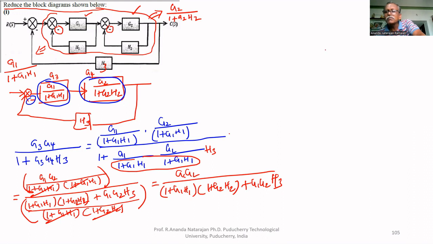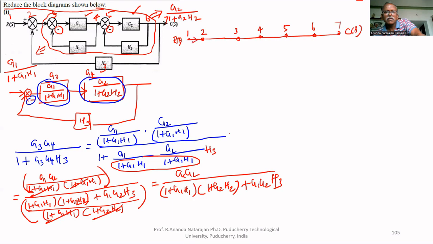The same can be obtained by using Mason's gain formula also. Use the Mason's gain formula. What is the signal flow graph for this? Signal flow graph is this: node 1, node 2, node 3, node 4, 5, 6, 7. 7 nodes are there. 7 is C of S. 1 is R of S.